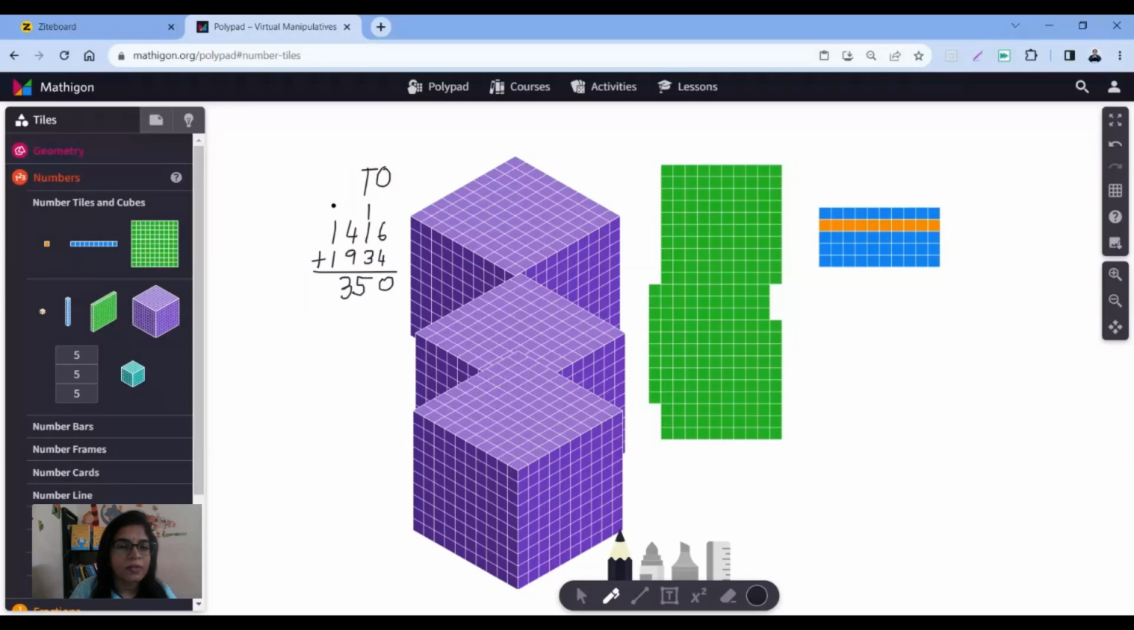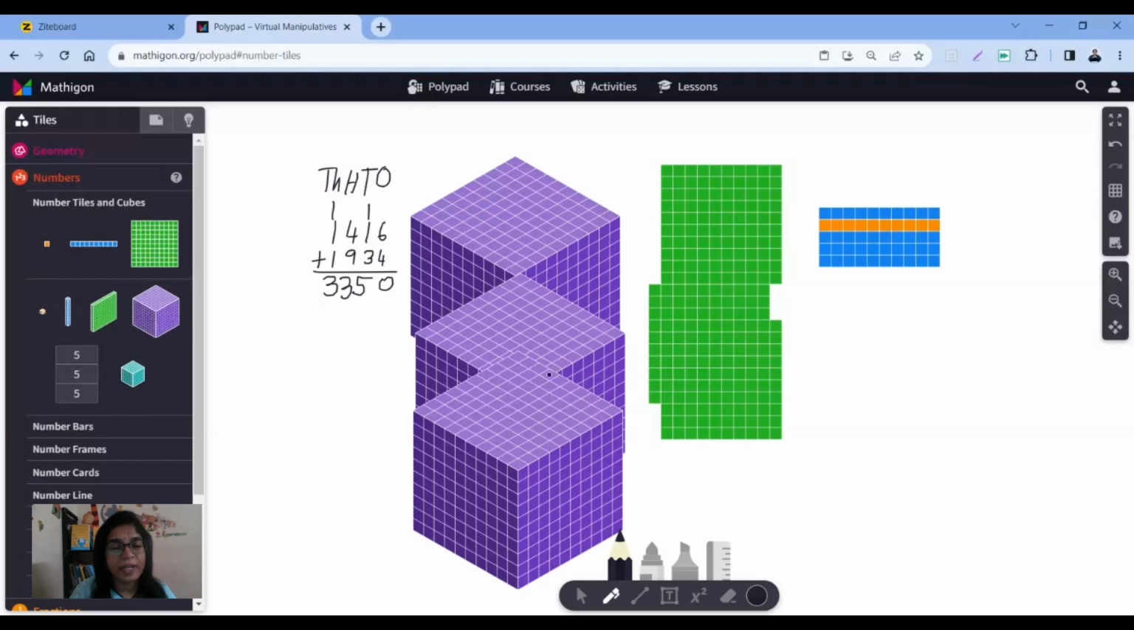Where will we write that? We will write here, because that's again a thousands place. This is hundreds place. So one from the first number, another 1,000 from the second number. This 1,000 has come from joining all these flats. So totally it becomes a 3,000.